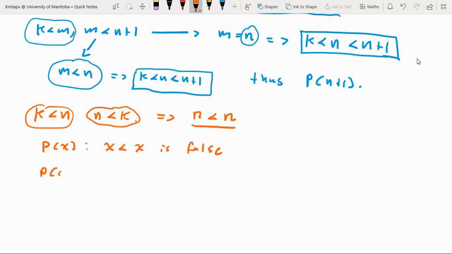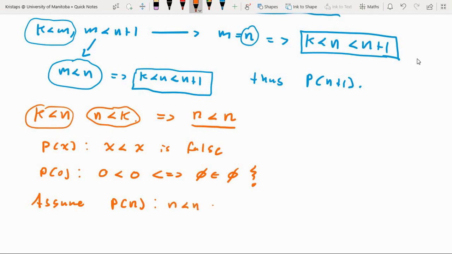So our base case, plugging in 0 into P, would be the statement that 0 is less than 0. And remembering our definition of the natural numbers, this says that the empty set is contained in the empty set, and clearly this is impossible. So we're going to assume that the statement holds for some n where n is greater than or equal to 0. What this says precisely is that n less than n is false.